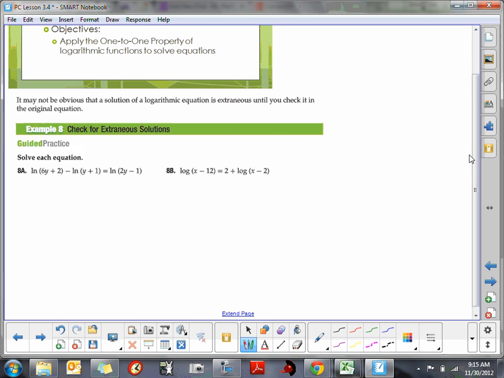First primary goal is to write it as a single logarithm statement, so we're condensing it to a single natural logarithm statement. So it's natural log of, if you see subtraction, that means we have division that was implied. So we're using our quotient rule. So (6y plus 2) divided by (y plus 1) equals the natural log of 2y minus 1. And I could put that argument in parentheses.